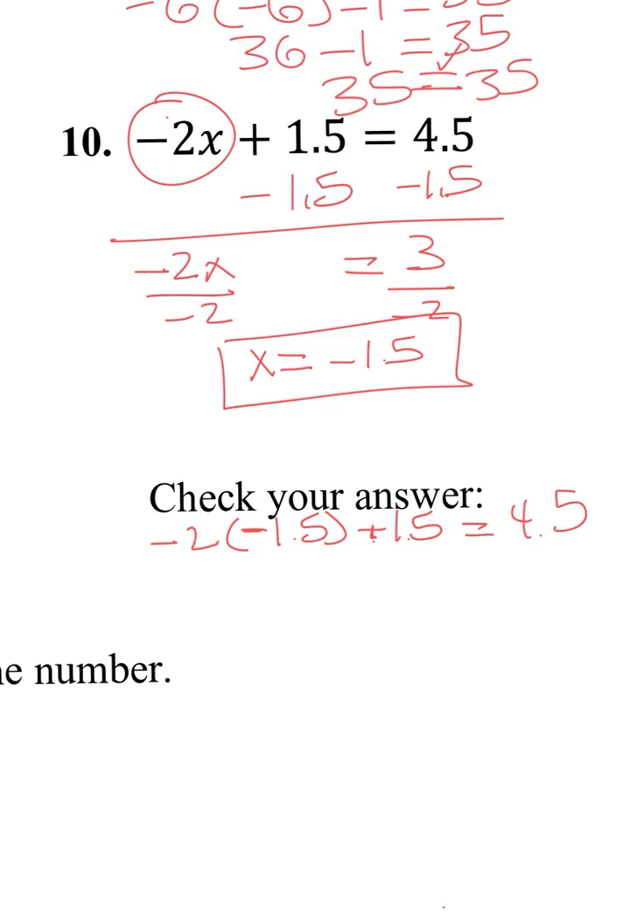Okay. So negative 2 times negative 1.5 is 3. 3 plus 1.5 is equal to 4.5. 3 plus 1.5 is 4.5. And is that equal to 4.5? Yes, it is. So that solution checks.